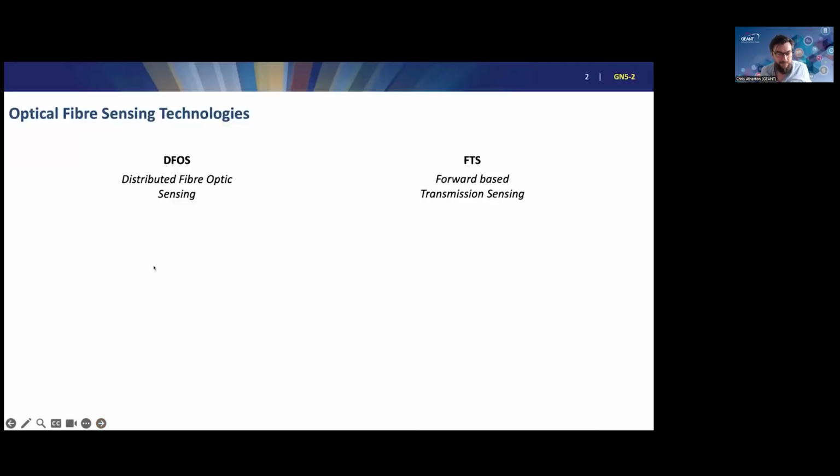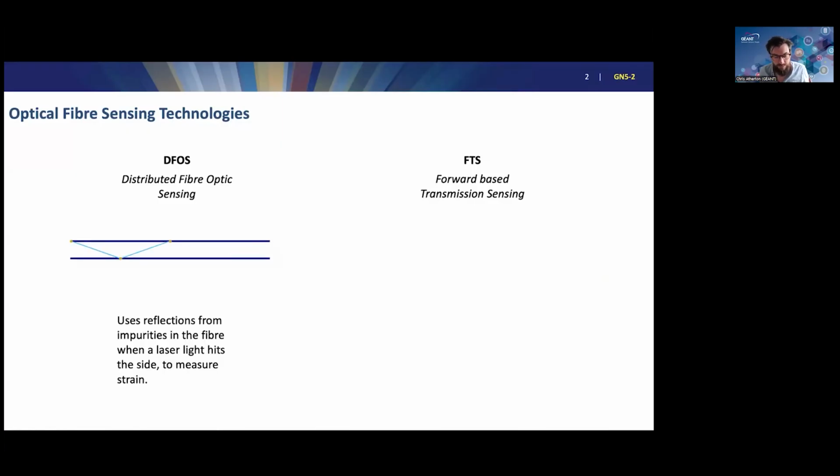For those who are new to this, the way that we've been looking at fiber sensing is that there are two types of approaches. There's distributed fiber optic sensing, which uses reflections from impurities in the fiber when a laser that's been injected into the cable reflects some of that laser light back. And that's used to measure strain along the cable.